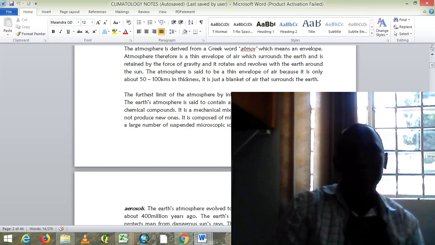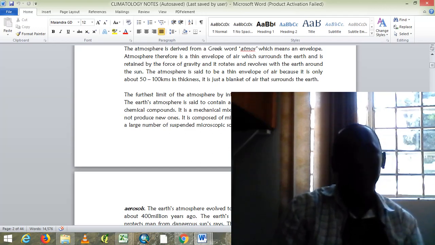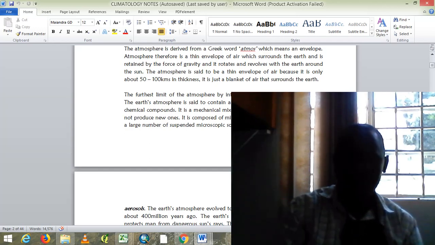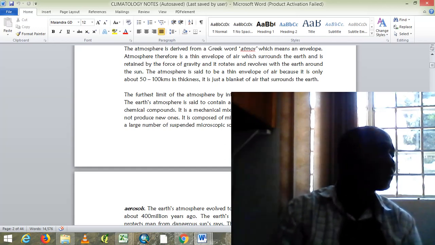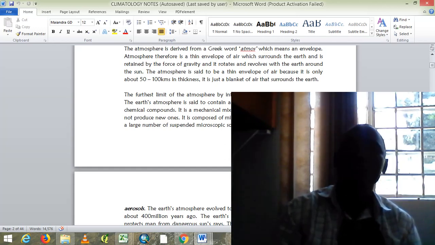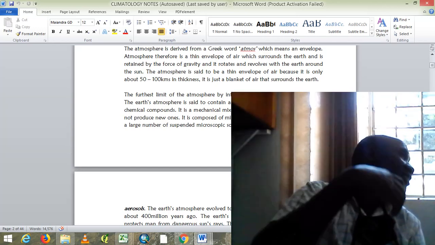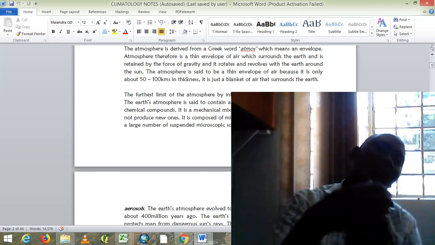The farthest limit of the atmosphere by international standards is at 100 kilometers. That's the farthest you can go. Then someone would ask you, if you're saying that the upper limit of the atmosphere is at 100 kilometers, above it, what is there? Above it, we have what we call space.